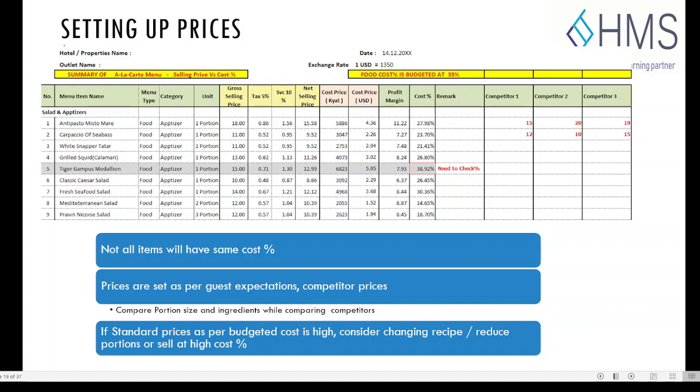So that's the important analysis that you have to do. You cannot ignore the competition and the guest expectations. Any question on setting up the prices?